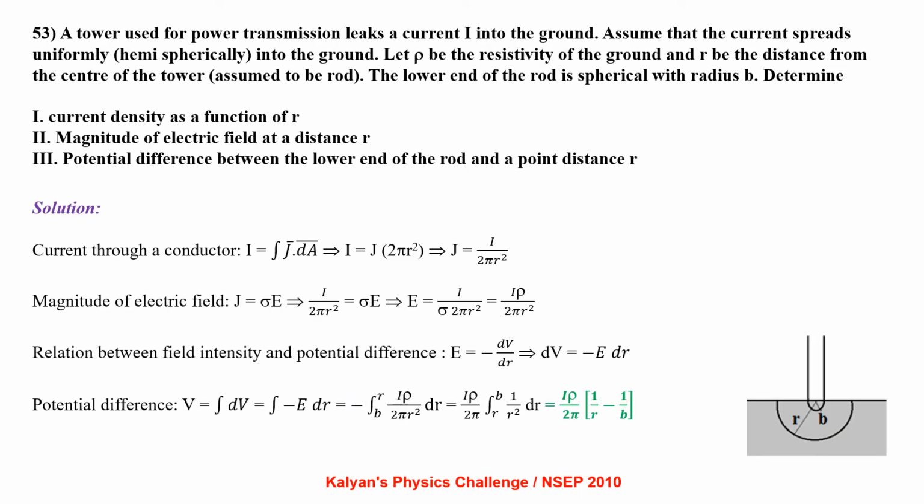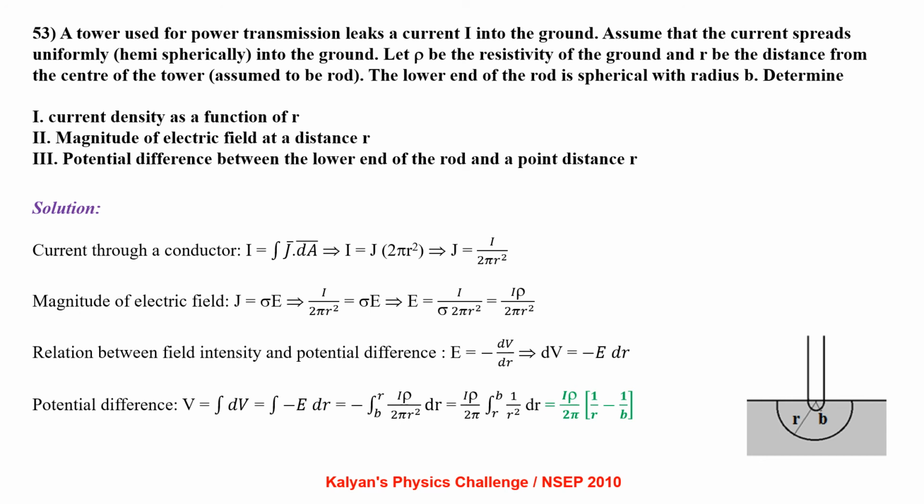A tower used for power transmission leaks a current I into the ground. Assume that the current spreads uniformly into the ground. Let ρ be the resistivity of the ground and r is the distance from the center of the tower, assumed to be a rod. The lower end of the rod is spherical with a radius b. Then determine current density as a function of r.